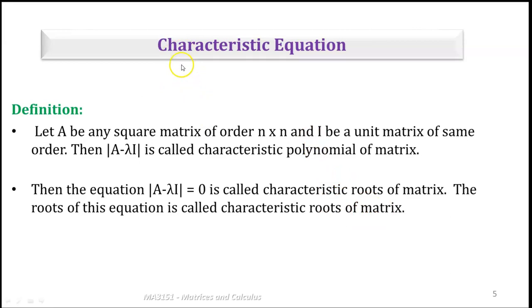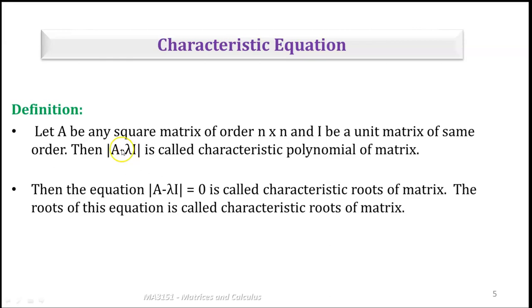Next we are going to define characteristic equation. The definition of characteristic equation is determinant of A minus lambda I. It is nothing but characteristic polynomial. After using this formula, we will get one polynomial of degree either 2 or 3. It depends on the matrix. If A is a 2 by 2 matrix, the characteristic polynomial will be a quadratic polynomial. If it is a 3 by 3 matrix, the characteristic polynomial will be a cubic polynomial.